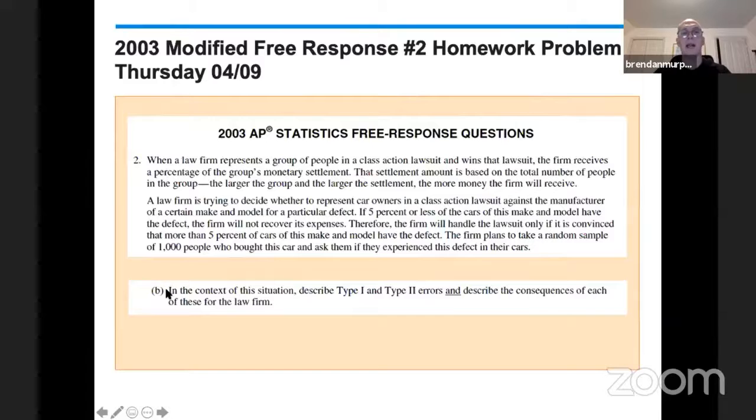And again, this was modified. There's a part A to the problem, but part B says, in the context of this situation, describe a type 1 and type 2 error, and describe the consequences of each of these for the law firm. So I've graded some type 1, type 2 problems. Students tend to be pretty good about telling the difference. What is a type 1 versus type 2? Sometimes, though, the consequences of making a decision or making an error in this case, they struggle with. So make sure you talk about type 1 and type 2, but what's the consequence, or what are the ramifications of making the wrong decision here?